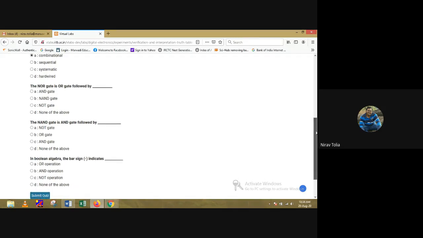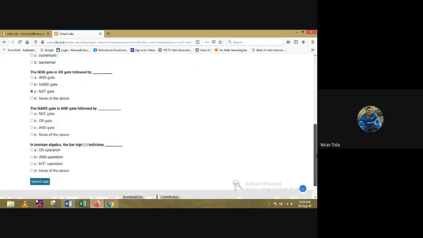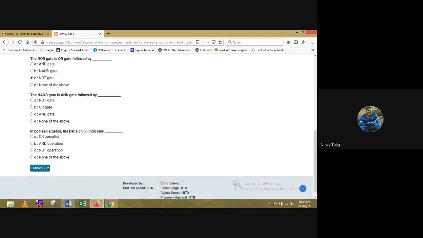The third one, the NOR gate is an OR gate followed by which gate? AND gate, NAND gate, NOT gate, or none of the above. Okay, so Parthiv, Keyur, Disha, Miloni, Nishita give the answer, which is a NOT gate. Okay, so all of you are right. The next thing is the NAND gate is an AND gate followed by again a NOT. Okay, very good.